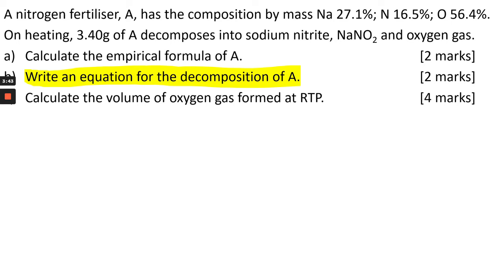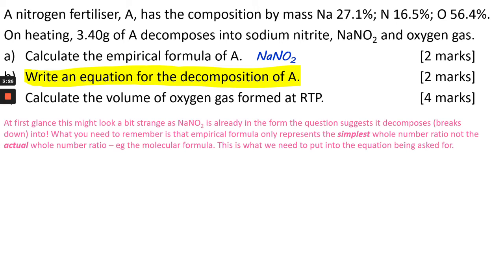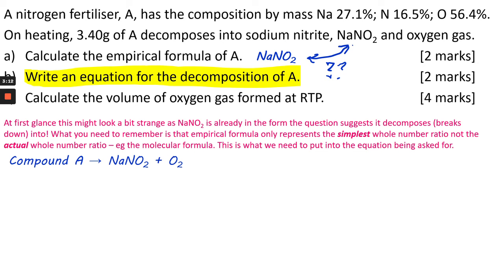So writing an equation for the decomposition of A, what's interesting here is it says that A decomposes into NaNO2 and oxygen gas. Now, we've already worked out the empirical formula of A to be NaNO2, so this requires us to realize that the empirical formula is actually the simplest whole number ratio, not the actual whole number ratio. So it's the molecular formula we need to try and work out, and then construct an equation using that. So, with that apparent contradiction in mind, let's just go back to the start.